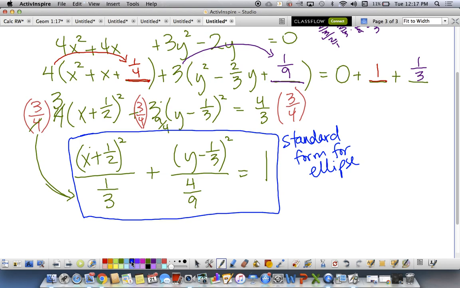Okay, let me tell you what everything means. This x plus 1/2, the x and the y, will be your center point. Wait, so it's negative. So your center will be what? Negative 1/2, comma, 1/3.